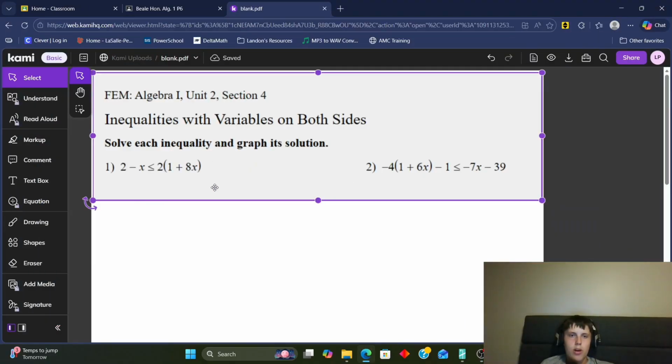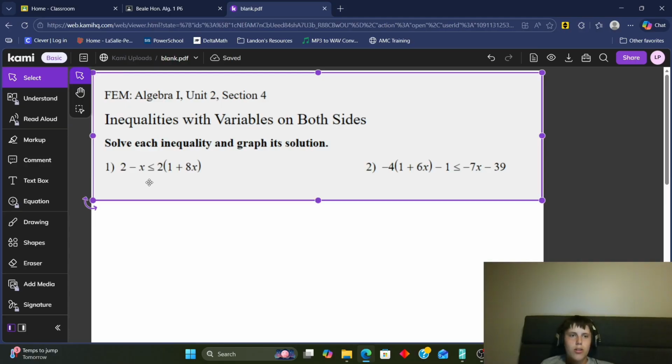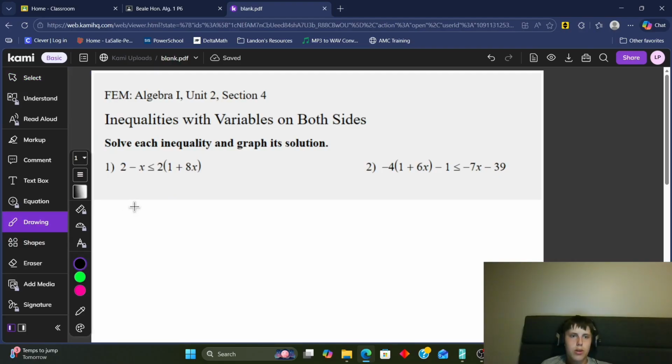Okay, so now we are required to do distribution for this one. It says solve each inequality and graph its solution. So what we're going to do here is obviously distribute. We have this thing in parentheses that we have to distribute. First things first, I'm going to keep this one the way it is, so I'm going to rewrite it. 2 minus x is less than or equal to, and then 2 times 1 is 2, 2 times 8x is 16x.